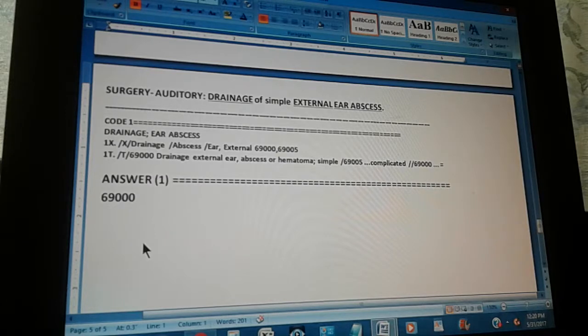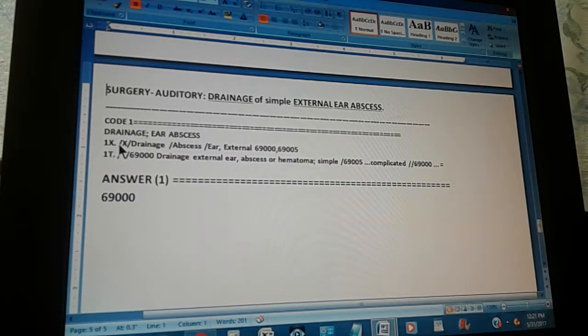This is the surgery section of the CPT manual, the auditory system, and it is a drainage of simple external ear abscess. So there's only one code, and the keywords for this code are drainage, ear, abscess, and this code is found in the index like this.